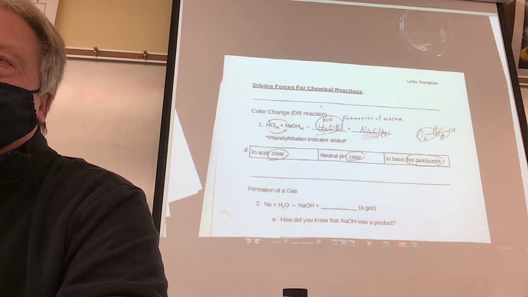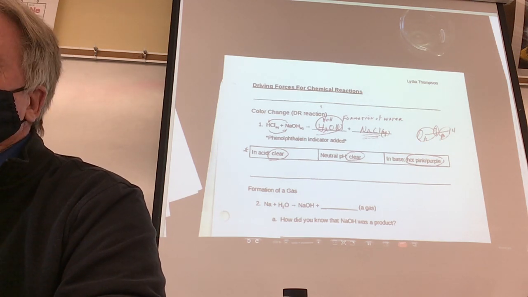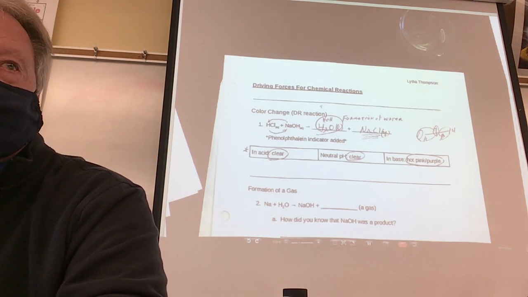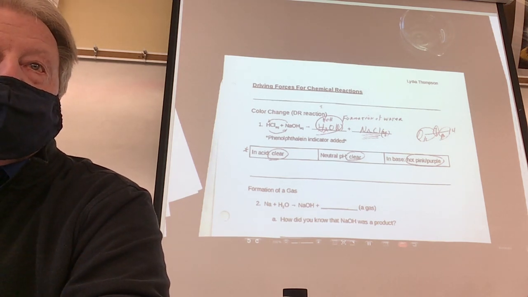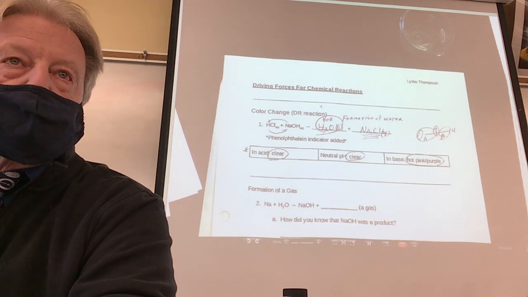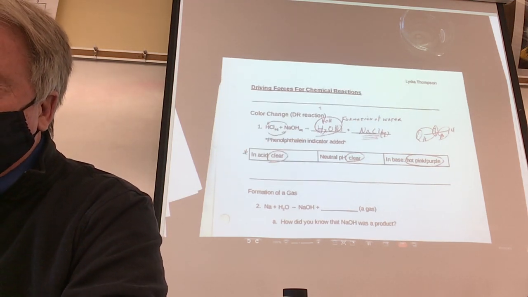Now, if it tastes bitter or it feels slippery, it's probably a base. And that means the pH would be above 7. That would be like soap. Pure chocolate is, I think, a base. I think I have to look that one up. Okay, let's do the next one. I'm going to skip that one till tomorrow.